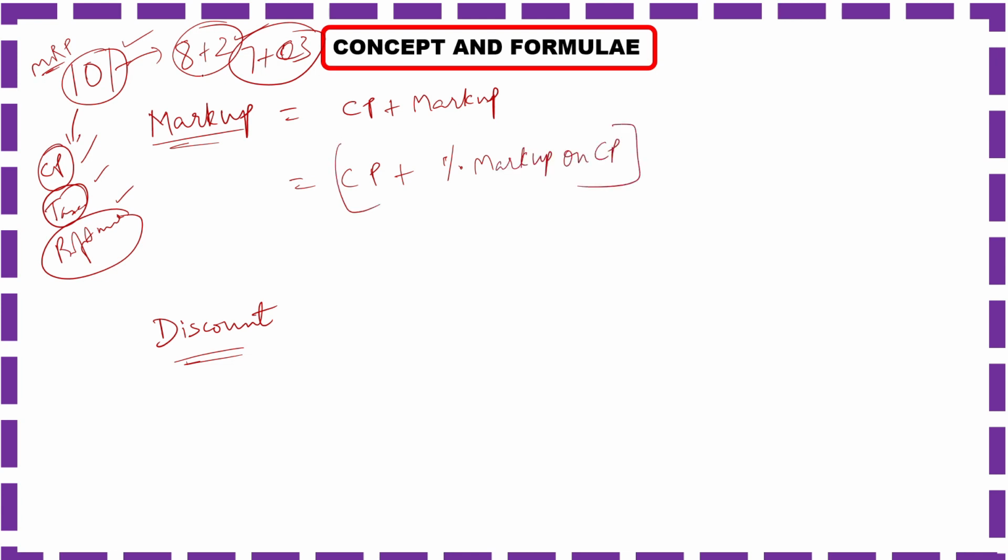So if we take this example, 8 plus 2: 8 is the CP, plus 2 rupees is the markup, which is some percentage of this 8 rupees. So overall 8 plus 2 is 10.